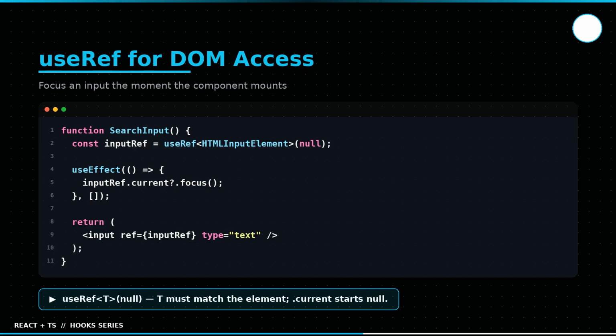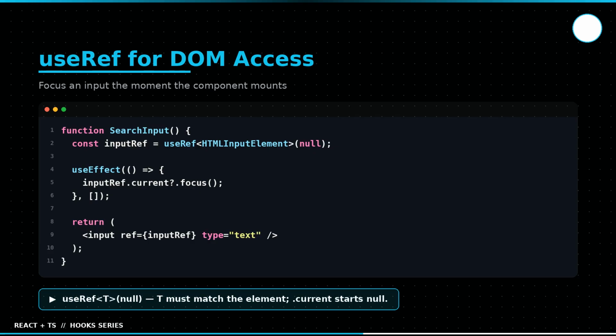6. useRef for DOM access. import { useEffect, useRef } from 'react'; function SearchInput() { const inputRef = useRef<HTMLInputElement>(null); useEffect(() => { inputRef.current?.focus(); }, []); return <input ref={inputRef} type="text" placeholder="Search" />. Let's break down the TypeScript here, because this is the part people get stuck on.